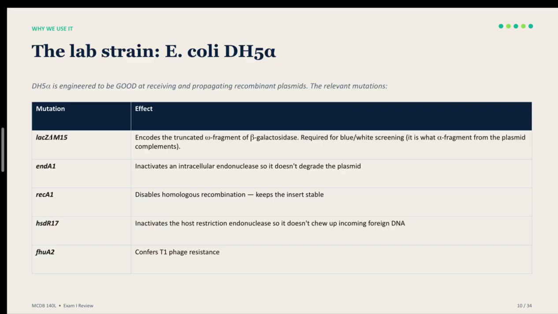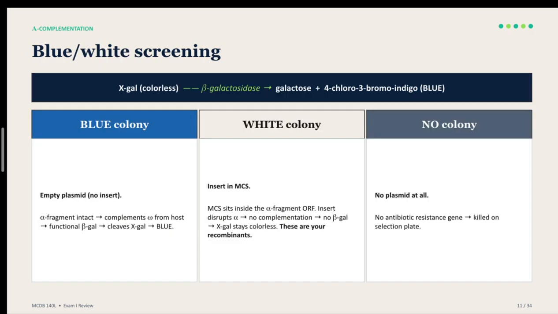So I think that, again, in class, you guys covered blue and white screening a lot. I think we should go over it because it's pretty important as a general technique in biology. I want to emphasize, though, that we didn't actually use blue and white screening for our experiments.